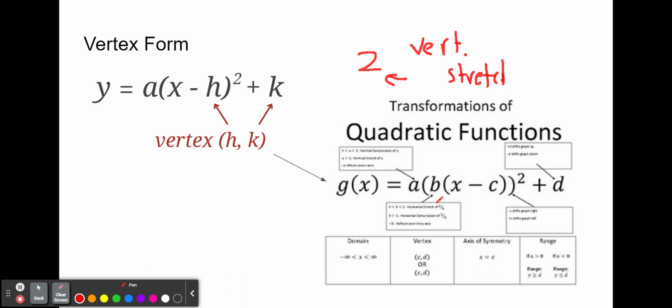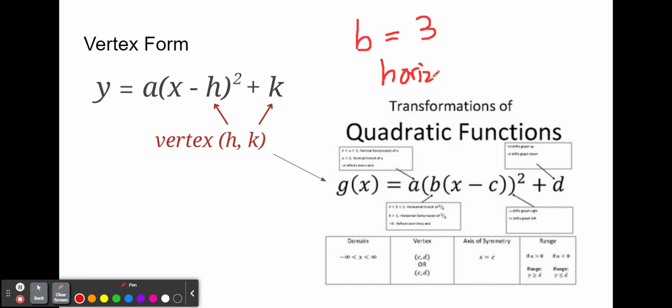And sorry, I said b was vertical earlier. It's actually horizontal. And let's say the b value is 3. That's going to be a horizontal compression of 1/3.